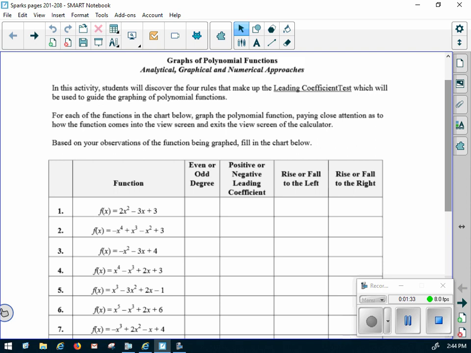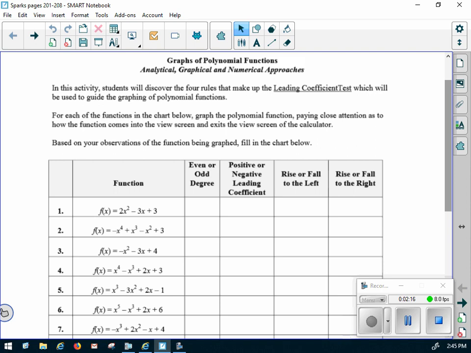If a function's degree is even, meaning the biggest exponent's even, do you know what the ends do? They go the same way. Did you know that? I thought you did. So if your degree is even and the leading coefficient is positive, what way do the ends go? Both up. If your leading coefficient is negative and your degree is even, both down. If the degree is odd, what do the ends do? Opposite ways.